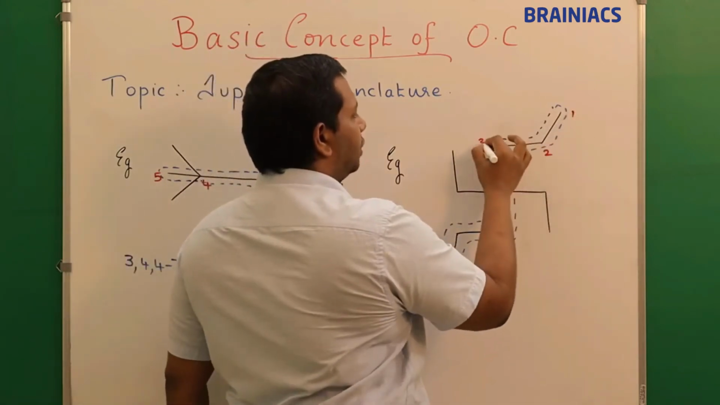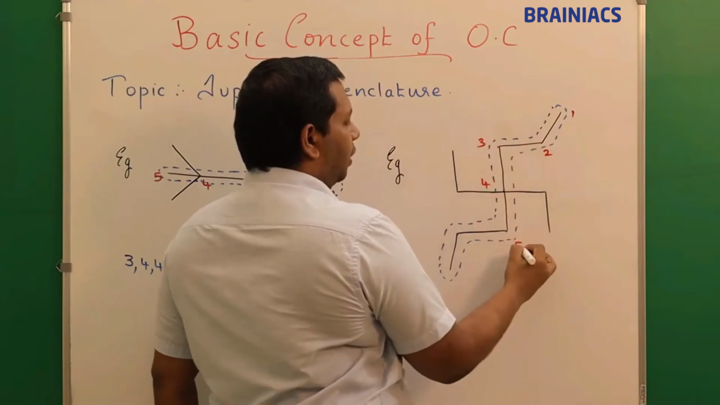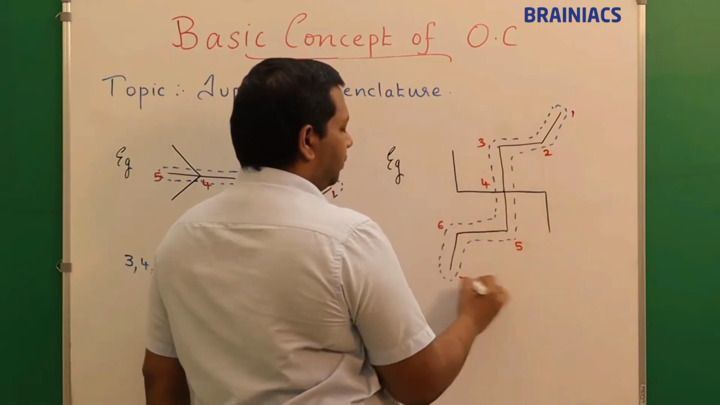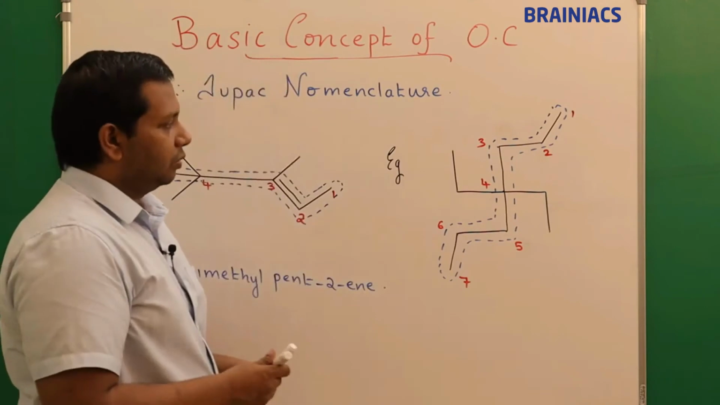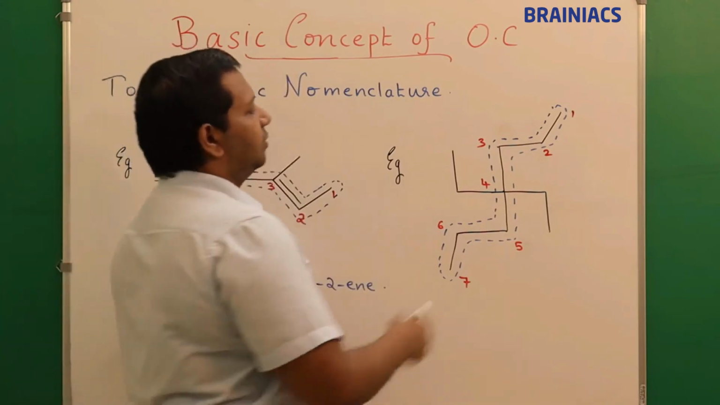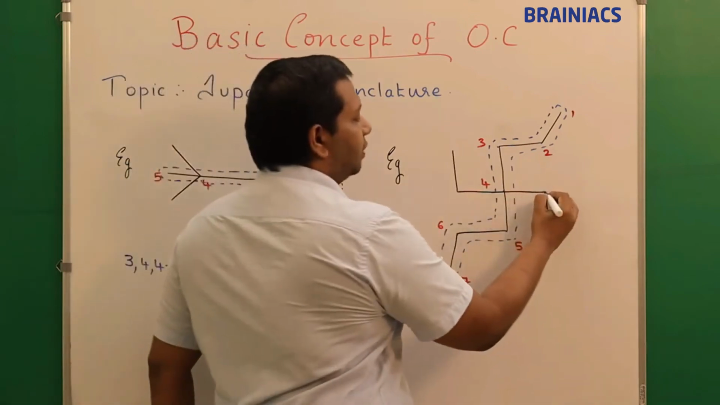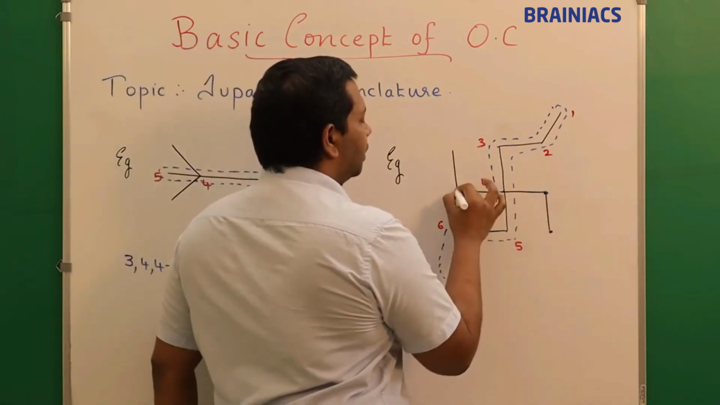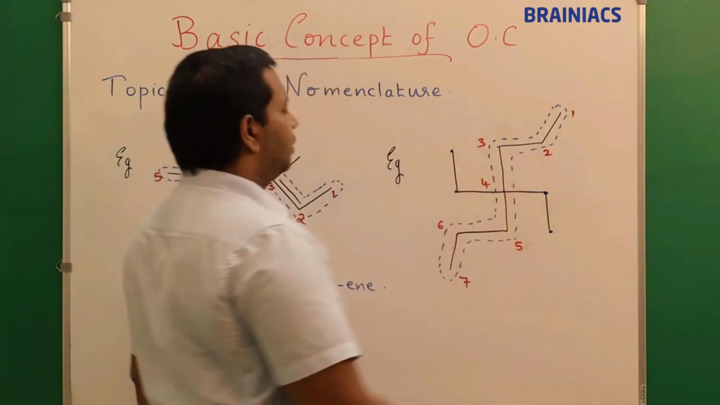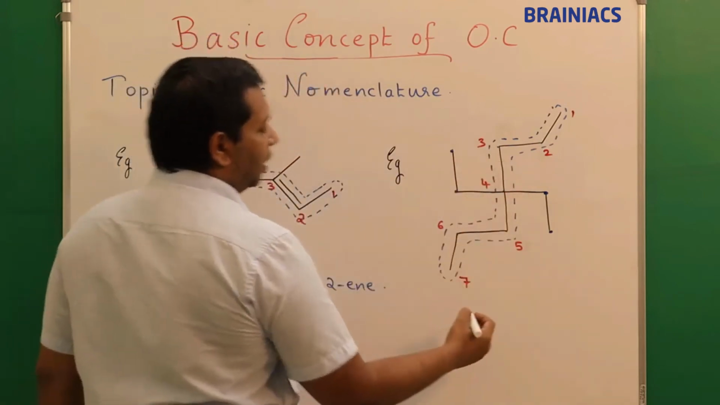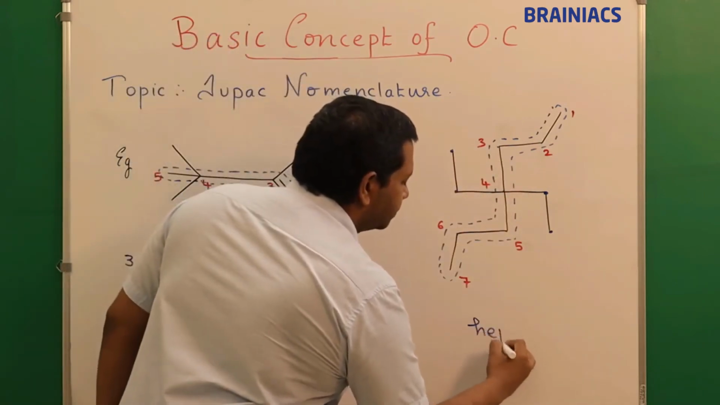1, 2, 3, 4, 5, 6, 7. So now I understood that at the fourth position you have a substituent. Two carbon atoms are present, which means it is an ethyl group. Okay. And there is nothing else. So I can say 7 carbon atoms means it should be hept.